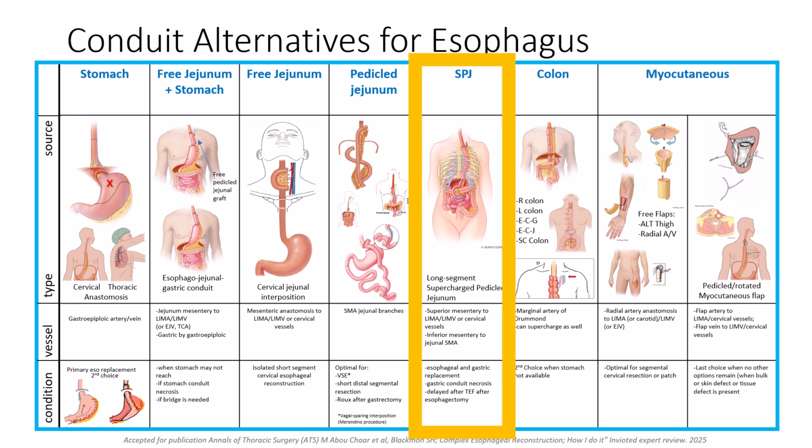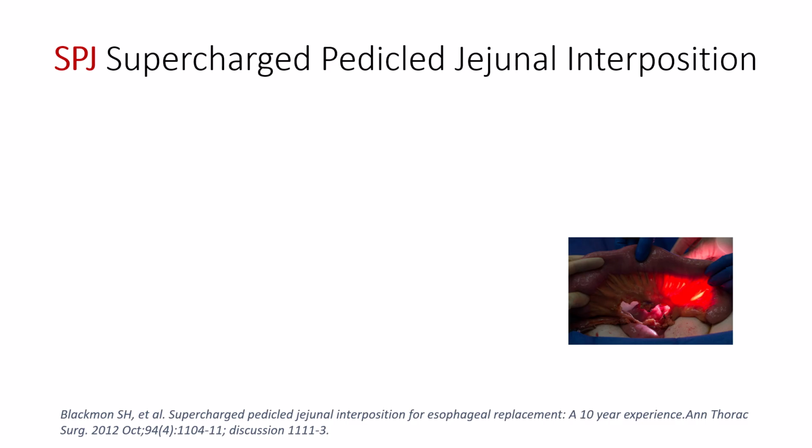additional advantages. The supercharged long segment pedicled jejunum has a proximal free jejunum mesentery anastomosis of the left internal mammary artery and vein to the mesenteric artery and vein, respectively, a proximal esophageal cervico-jejunal anastomosis, and a more distal jejunal anastomosis if a roux limb is used. The inferior mesenteric artery supplies the inferior arcades of the jejunum in this circumstance. SPJ stands for supercharged pedicled jejunum interposition.